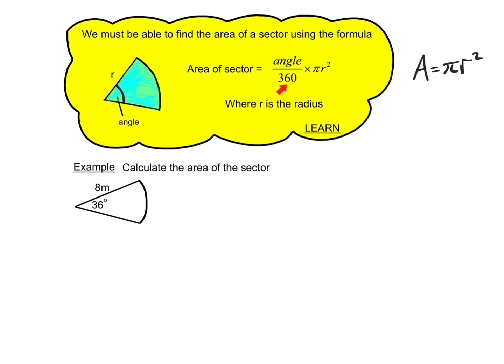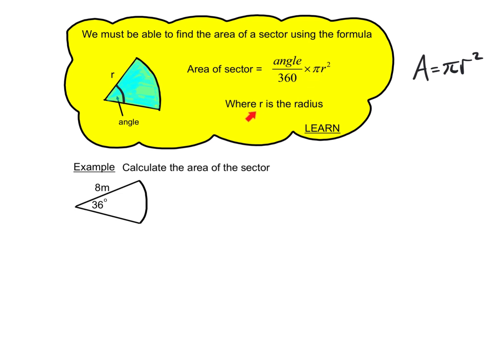And all this bit at the front does is tell me what fraction of the circle I'm actually trying to find the area of. So say for instance this angle was 42 degrees. Because there's 360 degrees in total, then this is 42 360ths of the full circle. So that would be the fraction of a circle I have there. Out of 360 degrees, how many degrees do I have? And then just multiply that by the area of a full circle. And that way we're finding that fraction of the area of a full circle.